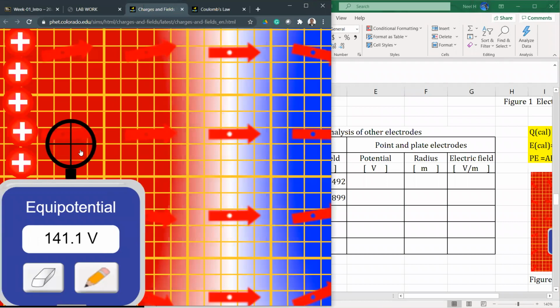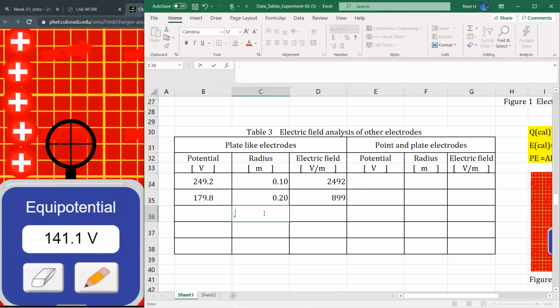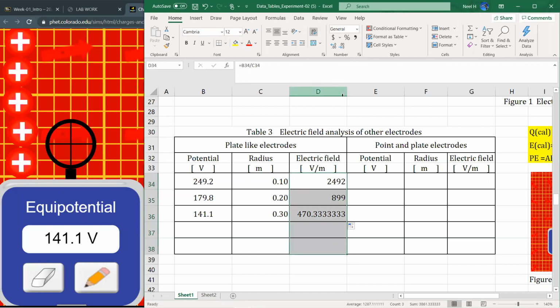And maybe now 10, 20, 30 centimeters, 0.3. The value is about 141.1. And electric field, I can click and drag, 470. If there's a lot of decimal places, always make sure you get rid of them. We don't need that many decimal places.